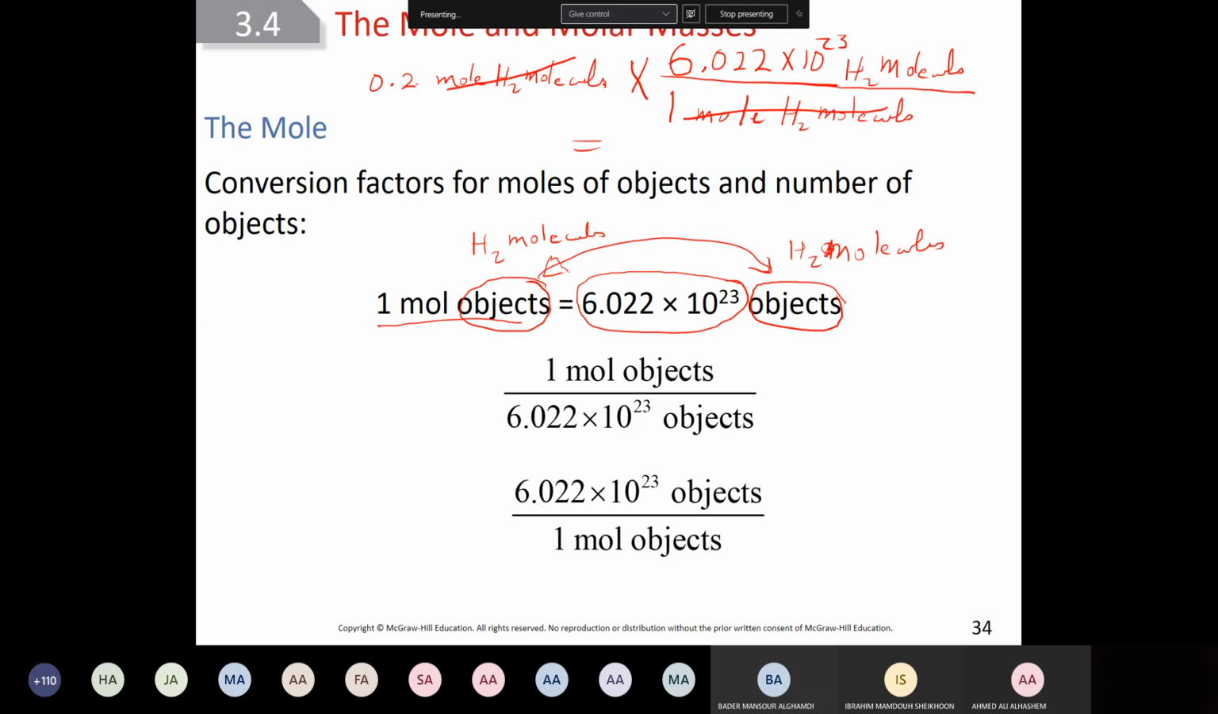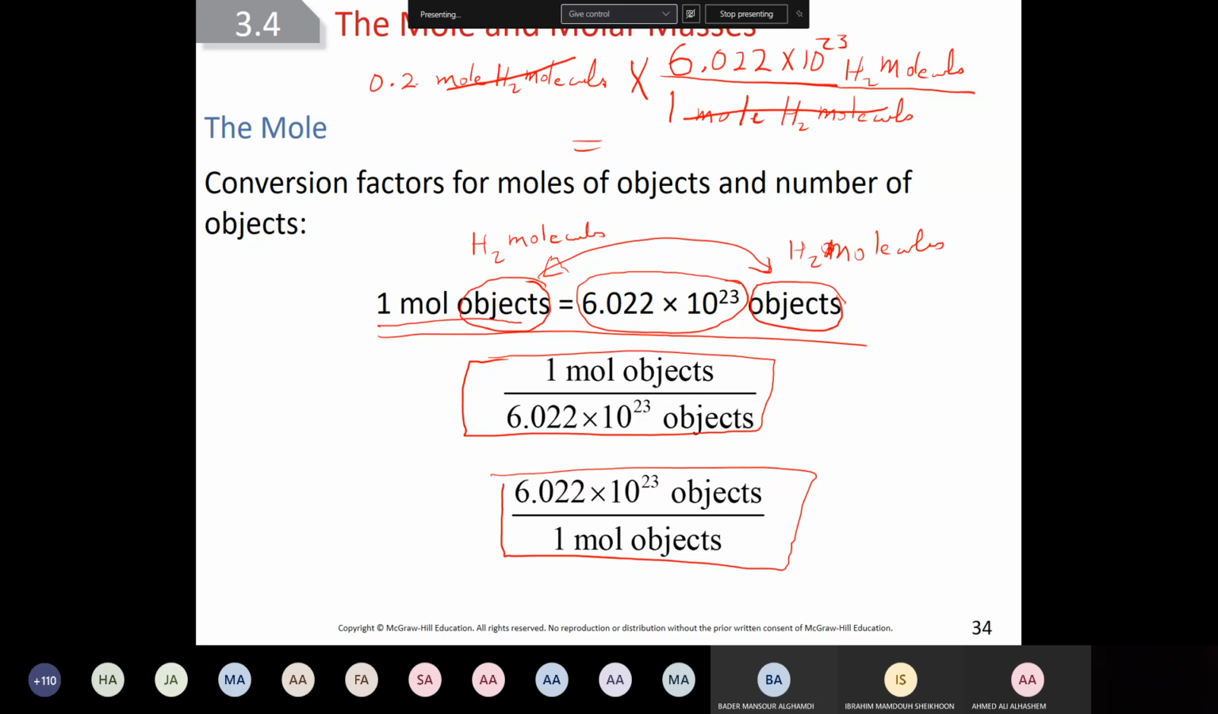Is this clear? Because this is equal to this, always keep in mind that I can get rid of any unit by dividing or multiplying it by the other unit, like this. Make a fraction like this, and this is what's called unit conversion.